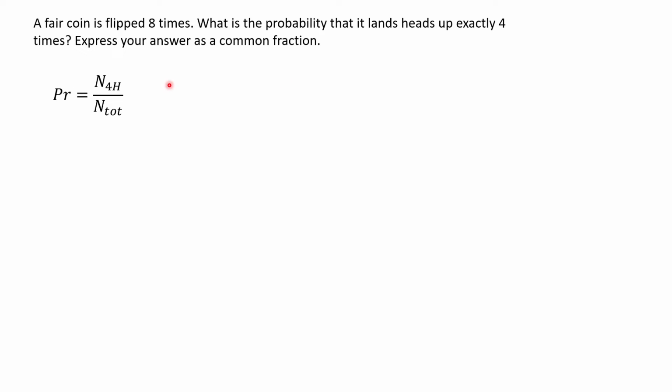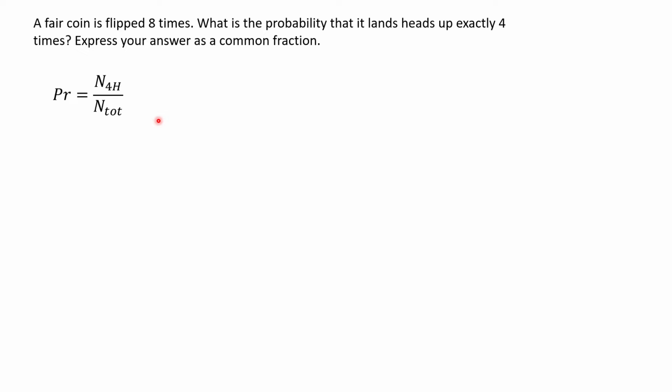So it's a ratio. On the top we have a numerator, number of outcomes that have exactly 4 heads. And on the bottom we have a total number of outcomes if I flip a coin 8 times. Okay?